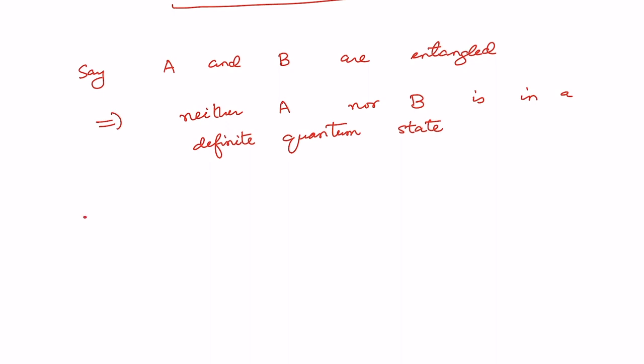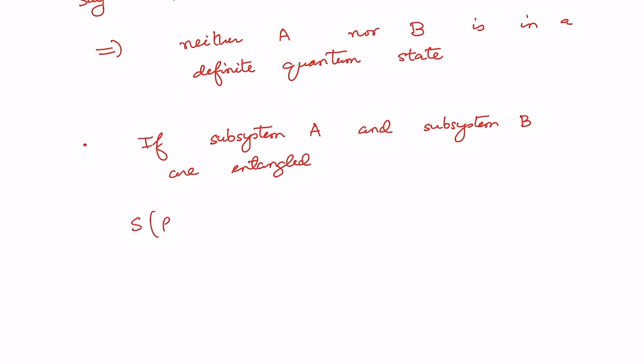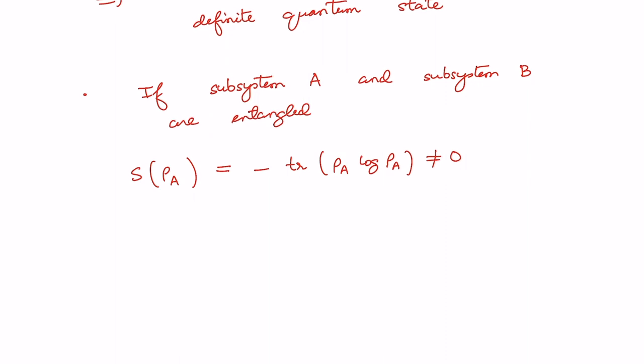So as far as measurement is concerned, if subsystem A and subsystem B are entangled, there is going to be loss of information or uncertainty in the information. Therefore, if you calculate the reduced density matrix for the subsystem A and calculate its entropy, you are definitely going to get a non-zero value of the entropy. This is easy to understand because there is a loss of information or uncertainty. Similarly, for subsystem B, you can find the density operator and calculate the corresponding von Neumann entropy. You will find that it also gives a non-zero value.